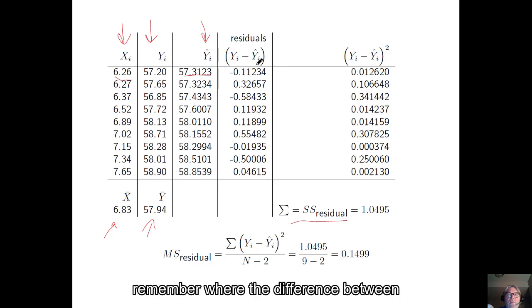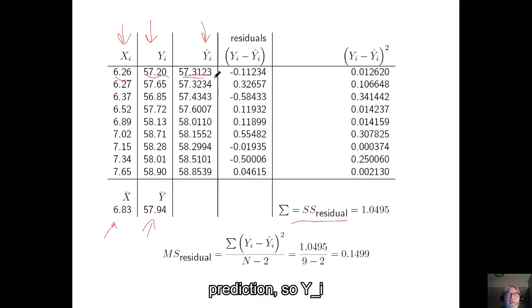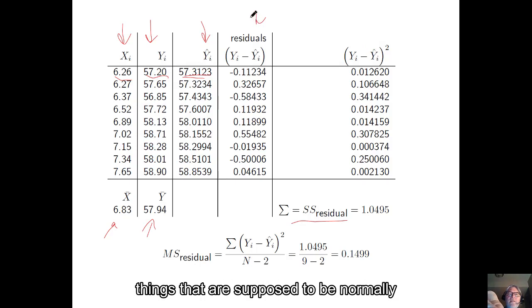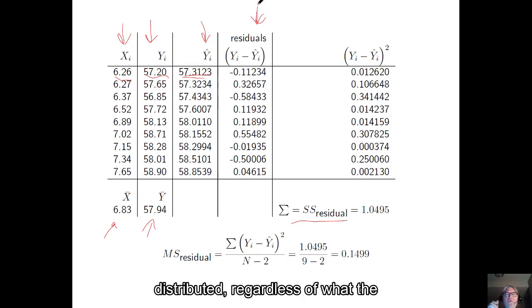And the residuals, remember, were the difference between the actual y value and the prediction. So yi minus the predicted value. So these are the residuals, and these are the things that are supposed to be normally distributed regardless of what the value of x is.